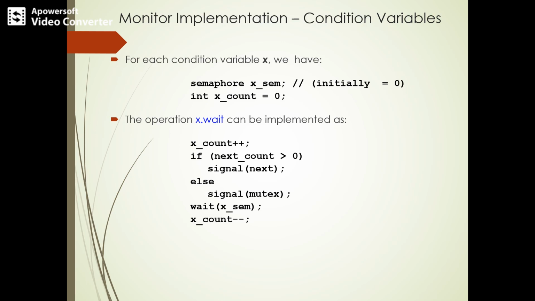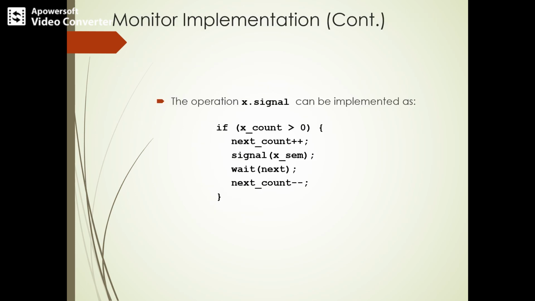And then wait on x_sem, so it calls once again the same semaphore. These are the condition variables which are set. Next, x_count is decremented, the count of this process which we are executing is decremented. So you can observe that initially there will be one particular process, then the number of suspended processes going into the monitor will decrease with x_count minus minus.